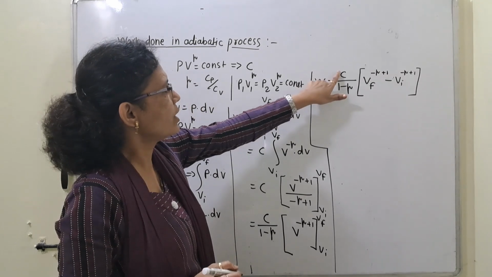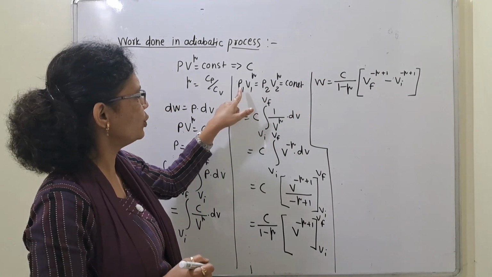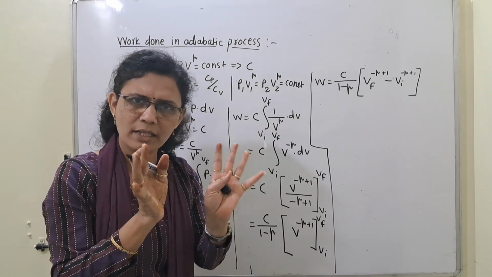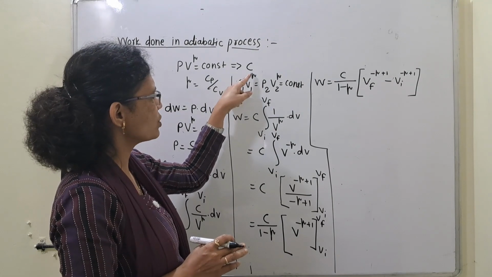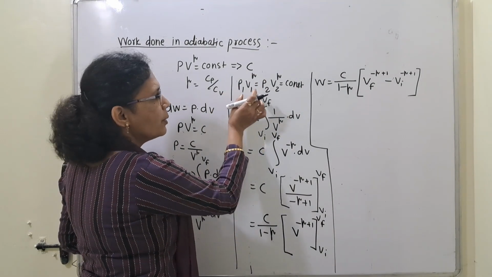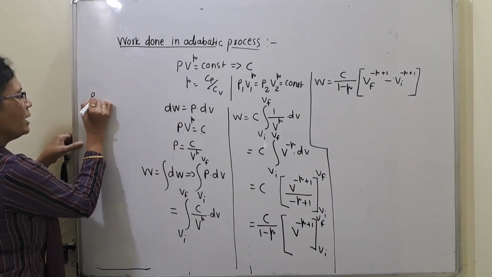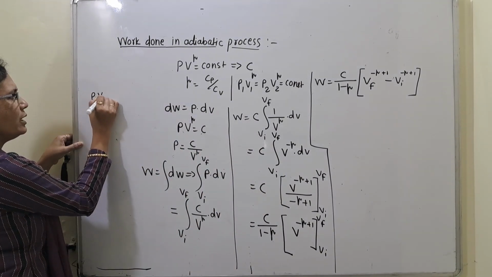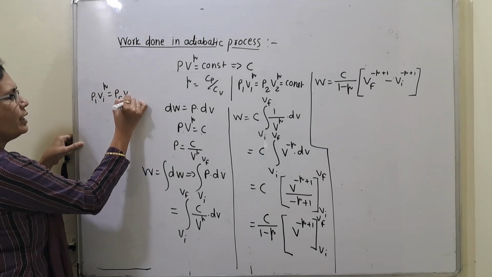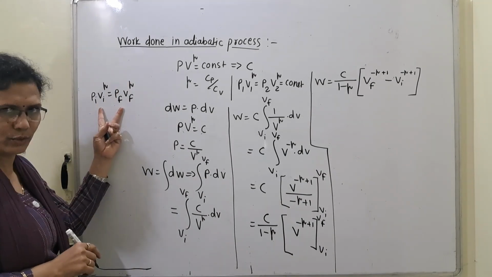Now what is this C? C is nothing but the constant, and it has value P1 V1 raised to gamma, P2 V2 raised to gamma. All these quantities are same. P1 V1 raised to gamma is equal to P2 V2 raised to gamma. Means if I consider P initial V initial, what I can write? P initial V initial raised to gamma is equal to P final V final raised to gamma. Means constant having both these values.